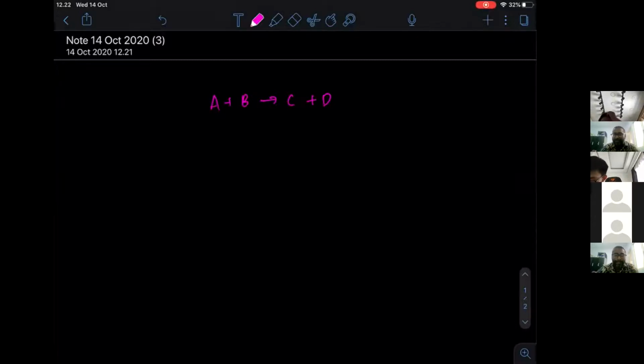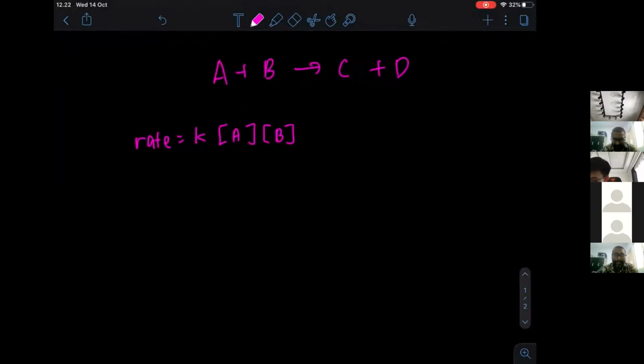Now you see, let's say you have a situation where A plus B gives you C and D. Using the experimental data, you found out that the rate equals k[A]^2[B], for example. This is based on the experimental data: second order with respect to A, first order with respect to B.